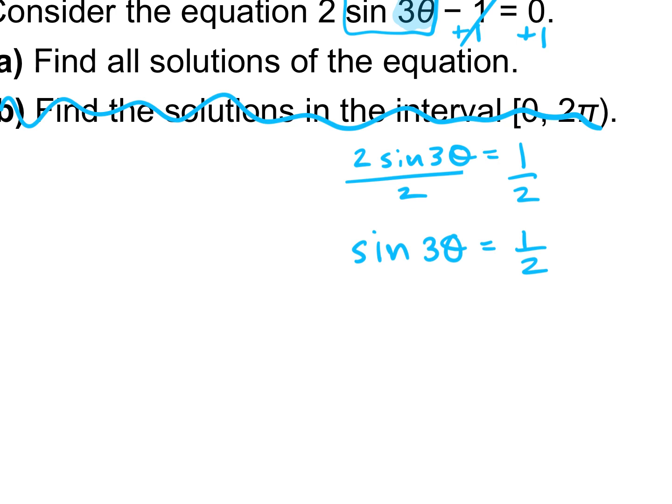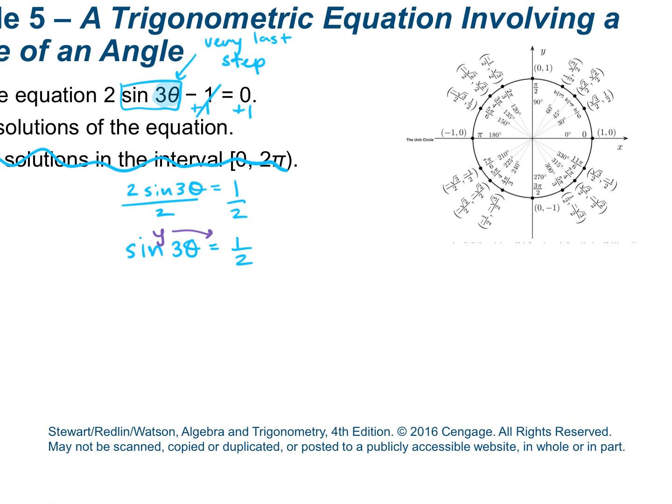Sine tells us we have to look for what? Y. So we want to see where our y value is 1/2 on the unit circle. Where is our y value 1/2? Pi over 6 and 5 pi over 6. Perfect. But here for our answer, instead of saying theta equals pi over 6, we have to say 3 theta equals pi over 6. And 3 theta equals 5 pi over 6.